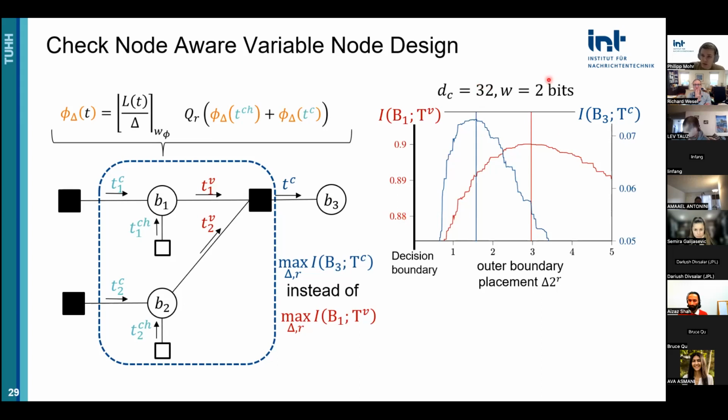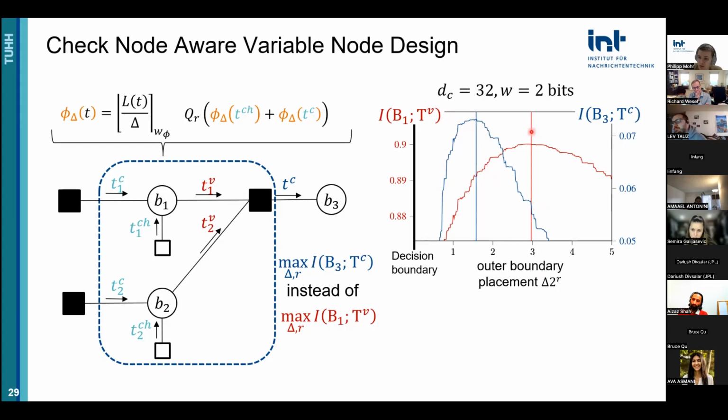And here we have some first simulation results. So what you can see here on the left axis is the mutual information after the variable node. This is the red one. On the right, you can see the mutual information after the check node update. And on the horizontal axis, you can see the boundary placement. In case of 2 bits, it's just a single boundary. And when we tweak this placement, we can see how the objective function changes.